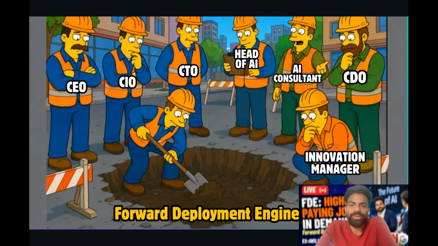The forward deployment engineer is the one who is actually doing the job, who's digging out the main issues of the company and solving them. And that's why this job is really popular. Also, because in the first place, all these C-suite never knew how to deploy it, or in real terms, they knew how to deploy it as a prototype, as something in a sandbox, but nobody knew how to make it work actually in production.